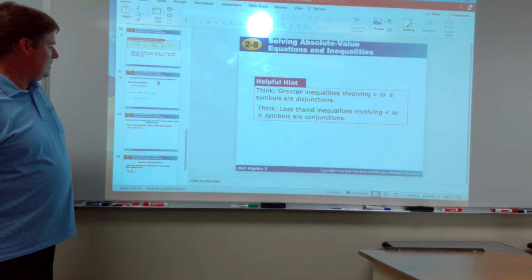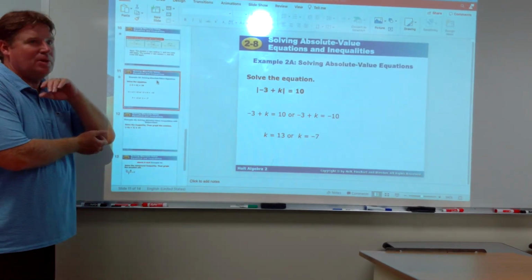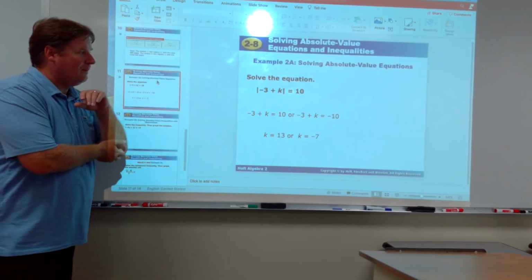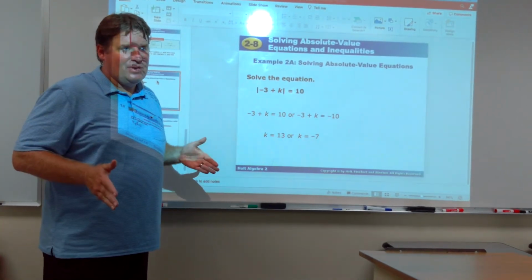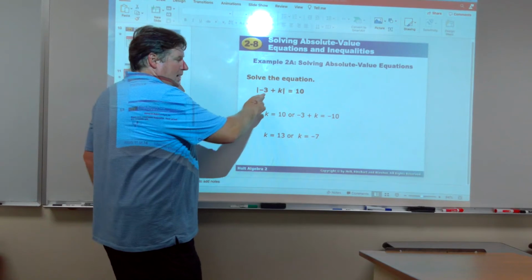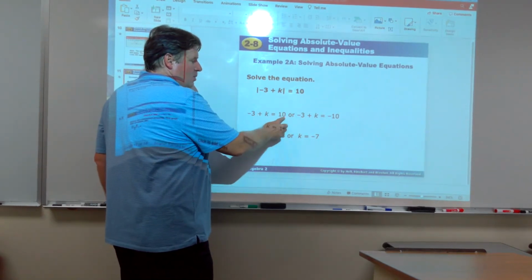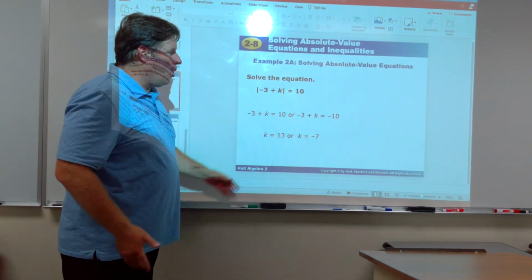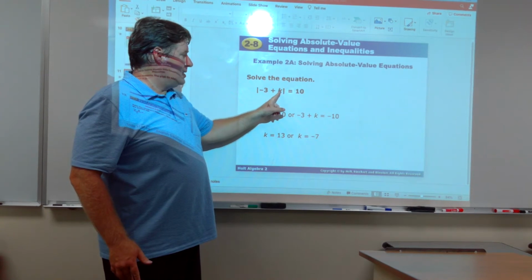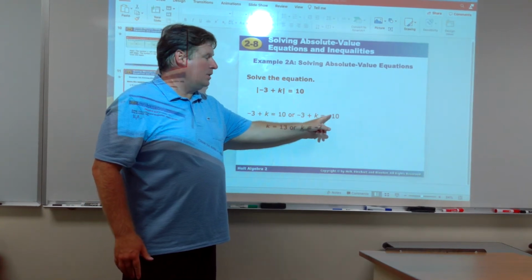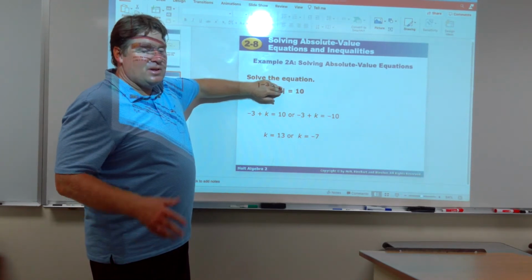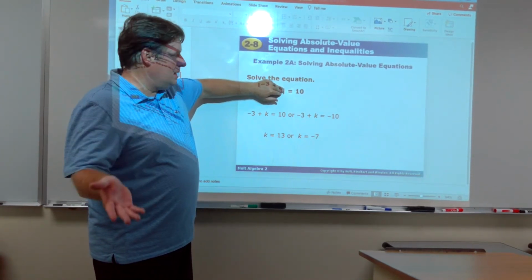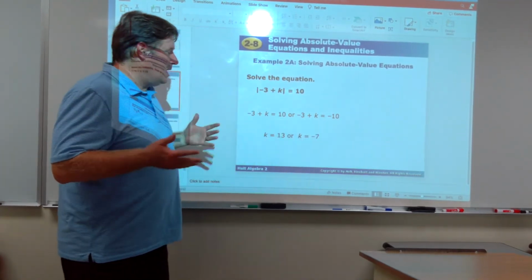If we have an absolute value where it's equal to, it automatically becomes an or. Here's what you do. Make sure the absolute value is by itself. Once you do, just write it as you see it. -3 plus k equals 10. Or, here's what you do. Write -3 plus k, but now this time make it equal to its opposite. Because remember, whatever's inside that absolute value, if the absolute value is 10, it could either be 10 or it could be equal to -10.